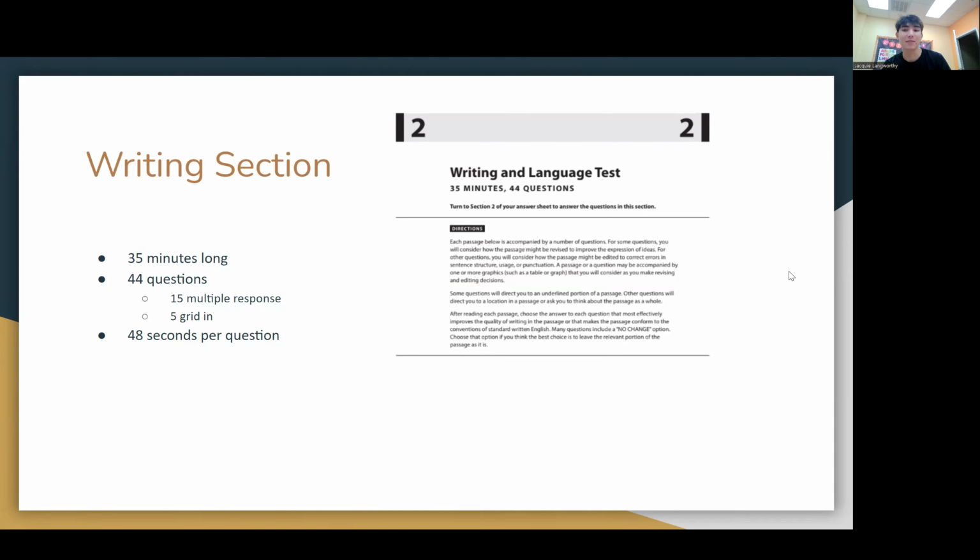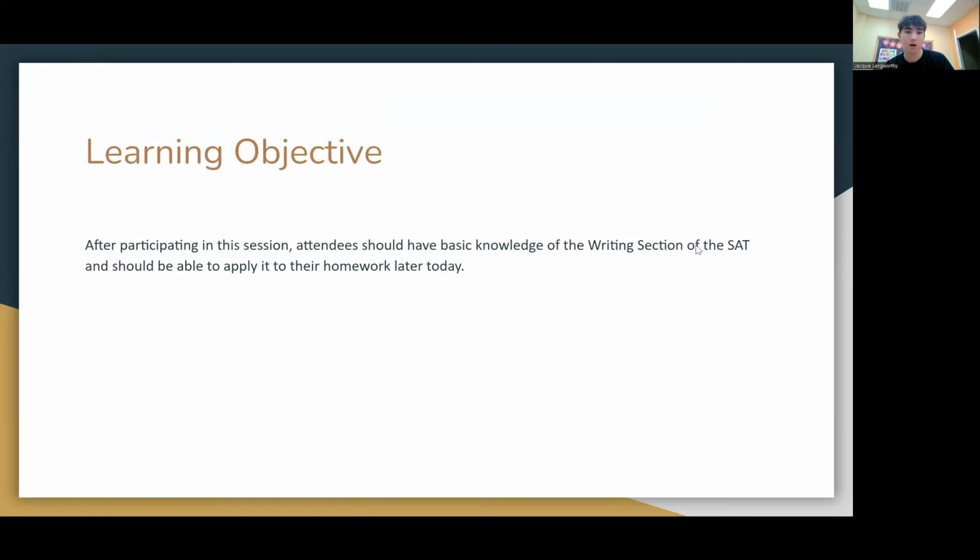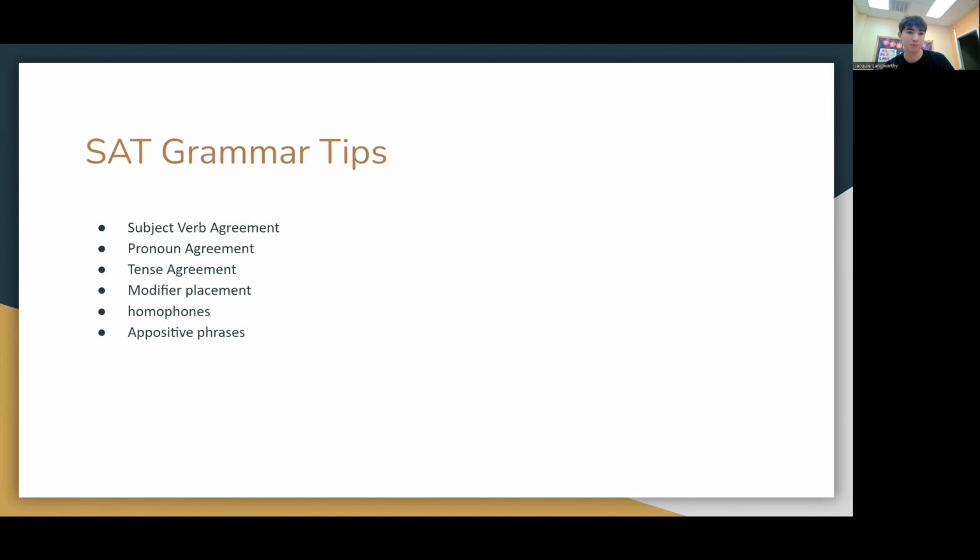Okay, the writing section of the SAT is 35 minutes long. It has 4 questions, which gives you about 48 seconds per question, including all the reading. After today, everyone who sees this should be able to do the writing section of the SAT. We're going to start with grammar tips.